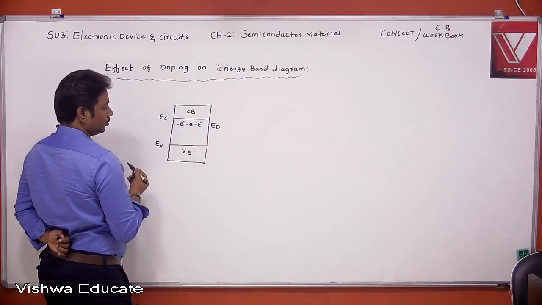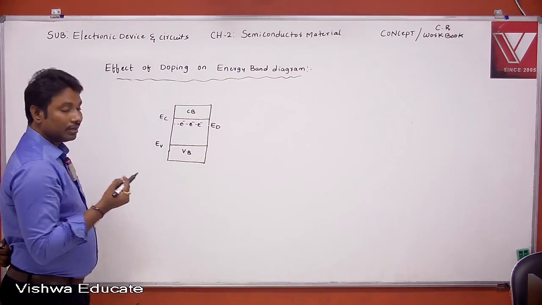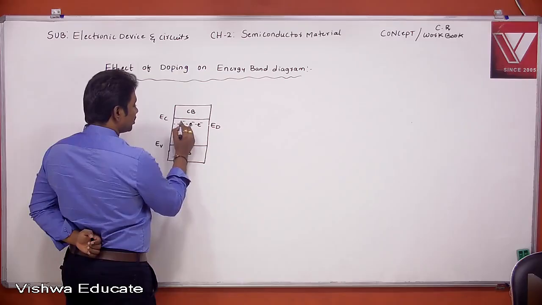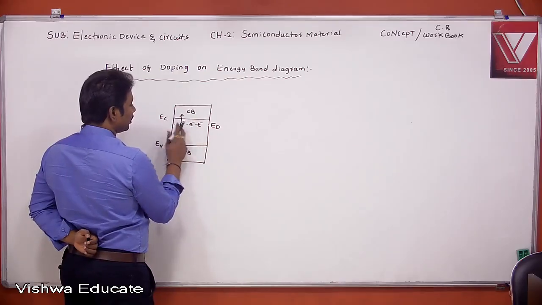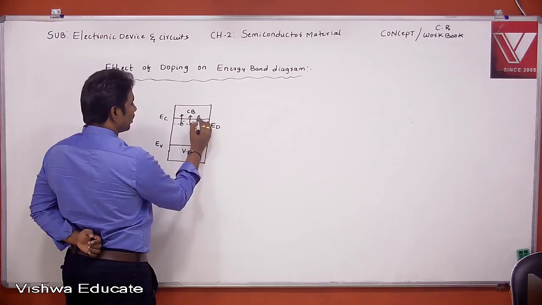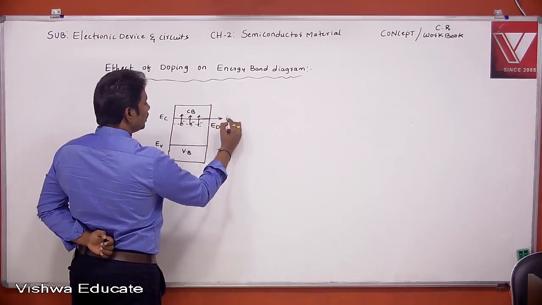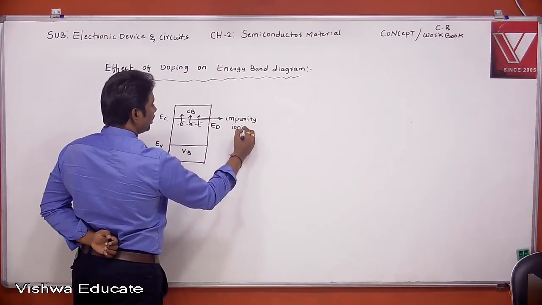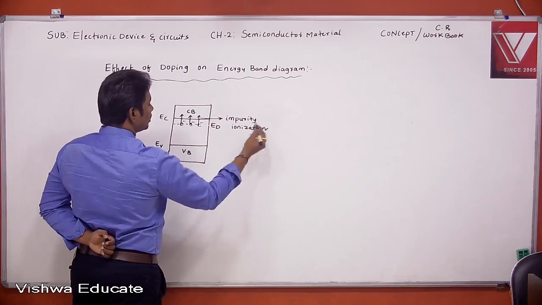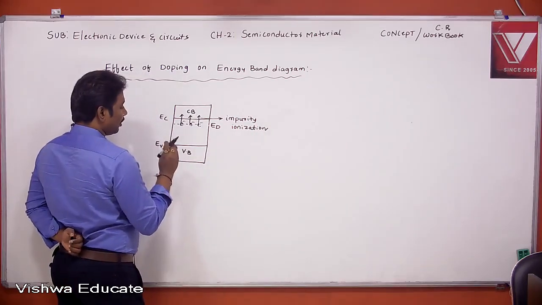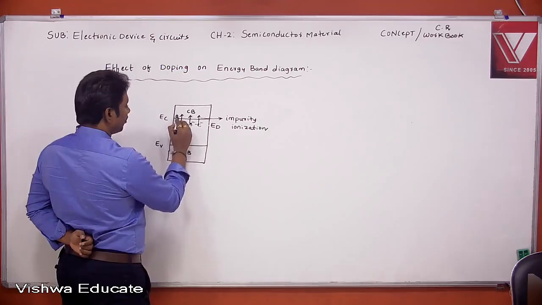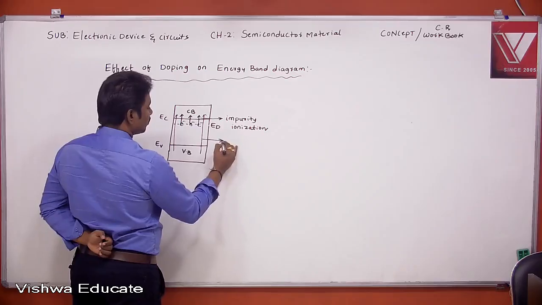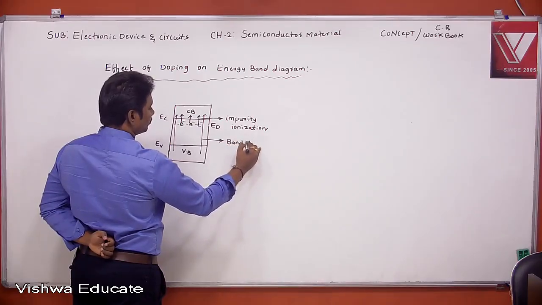Now, when a small amount of energy is given, electrons in the donor energy level can move from the donor energy level to the conduction band. This is called impurity ionization. Similarly, a few electrons move from the valence band to the conduction band. When electrons move from valence band to conduction band, it is called band to band transition.